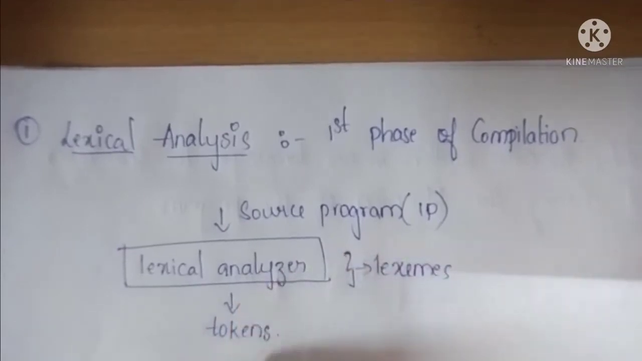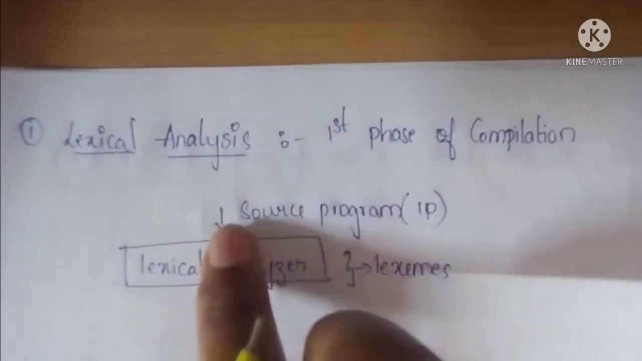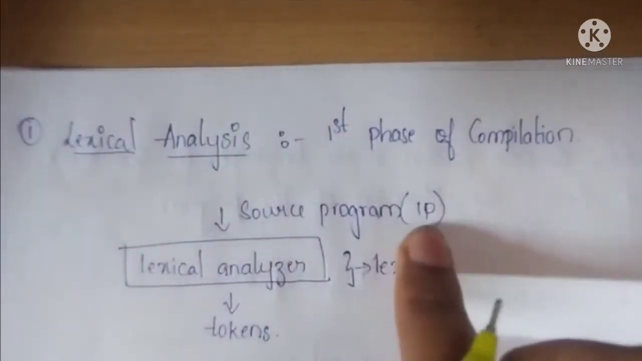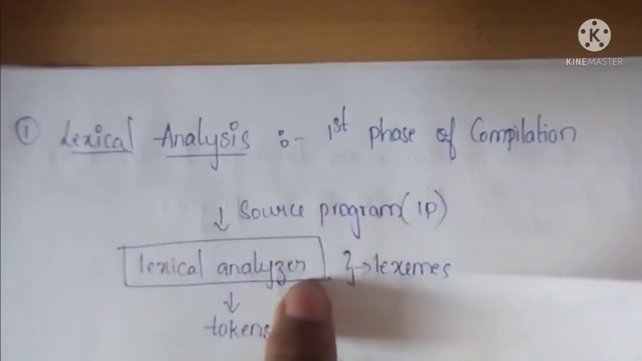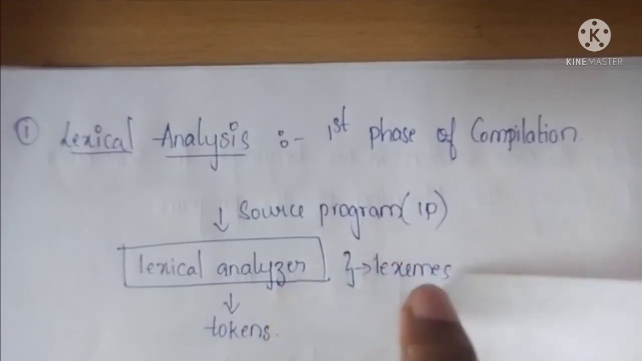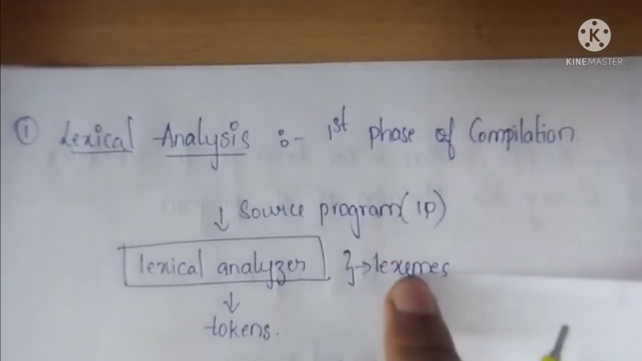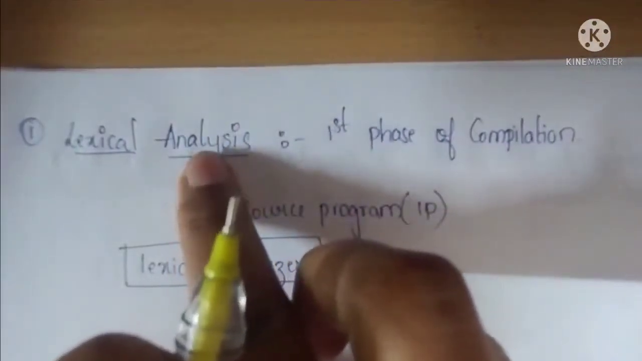I will repeat once again what lexical analysis means. It will take the source program as an input, and the lexical analyzer will convert the characters into lexemes. These lexemes we call tokens. So the output we get in lexical analysis is tokens. This is lexical analysis, the first phase of compilation.